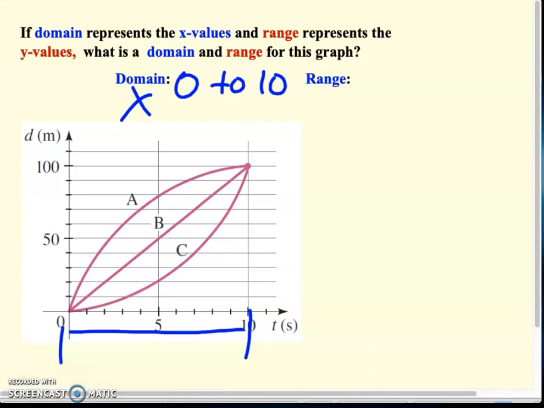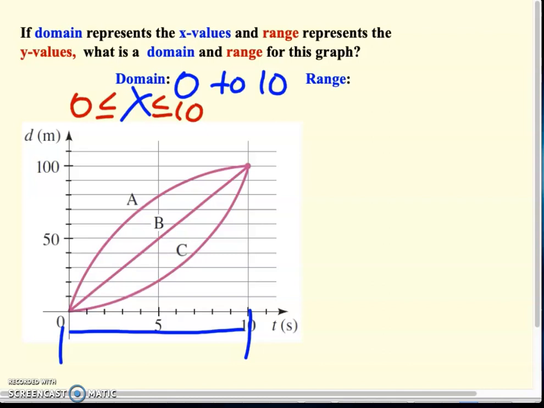You could write it as an inequality, which I'm not too worried about you guys doing. We could say that x sits between 0 and 10. So 0 to 10 in words, or x domain sits between 0 and 10, are both correct.